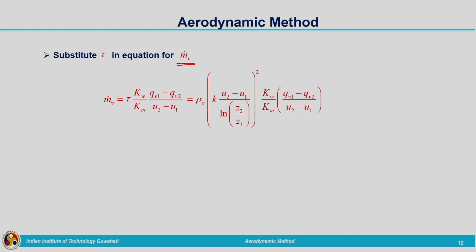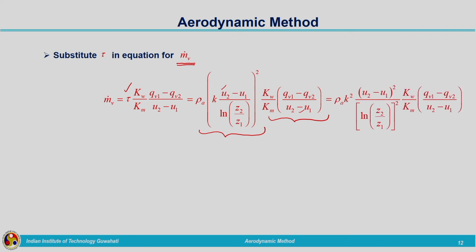So, we got a lengthy expression for mass transport. mv dot is given by rho a multiplied by this entire term. This entire term is representing our momentum flux, that is tau. That is substituted over here, multiplied by kW divided by km multiplied by qv1 minus qv2 divided by u2 minus u1. This equation can be rearranged. We can make some rearrangements because we have u2 minus u1 here and also u2 minus u1 here. So, that can be cancelled.